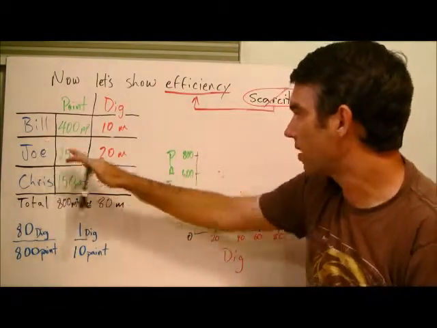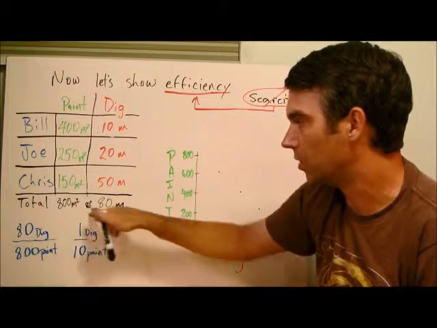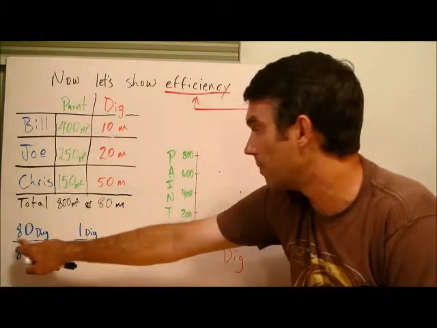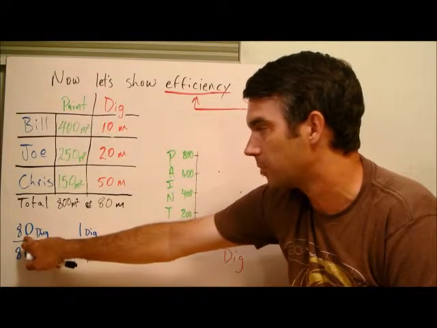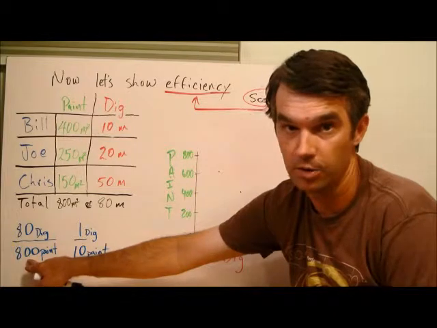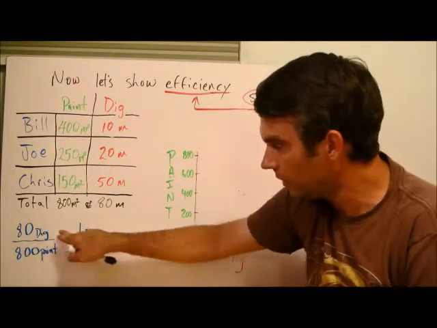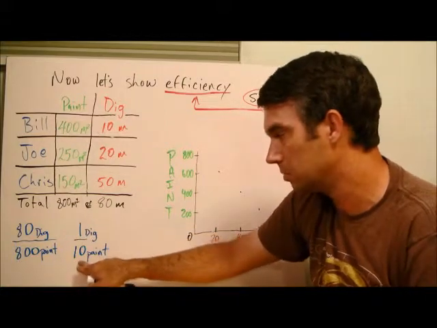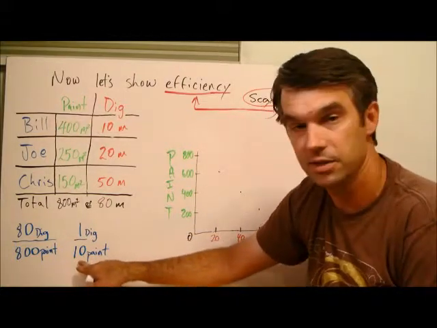So, let's graph this out real quickly. Let's do the math with the totals. The maximum amount we can dig is 80 meters per hour, and the maximum amount we can paint is 800 square meters per hour. That means for every meter of ditch we dig, we give up the ability to paint 10 square meters.